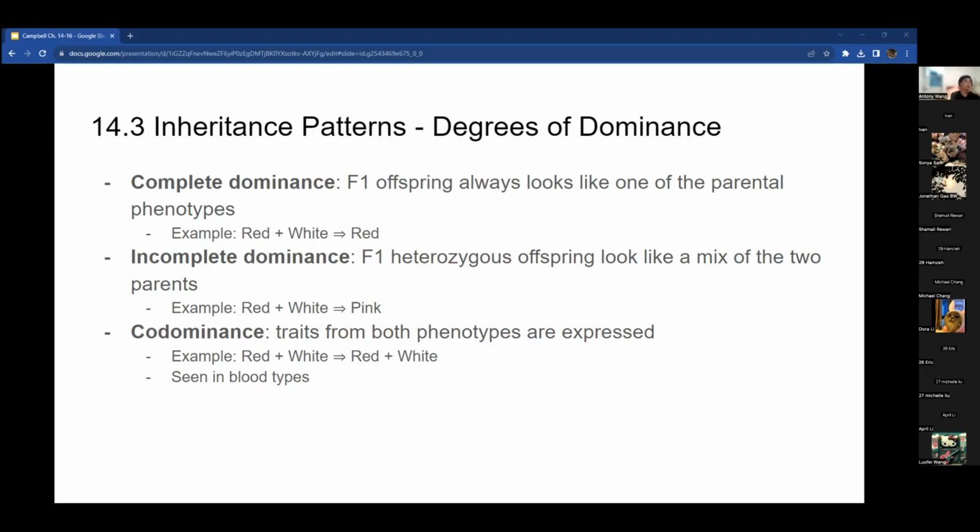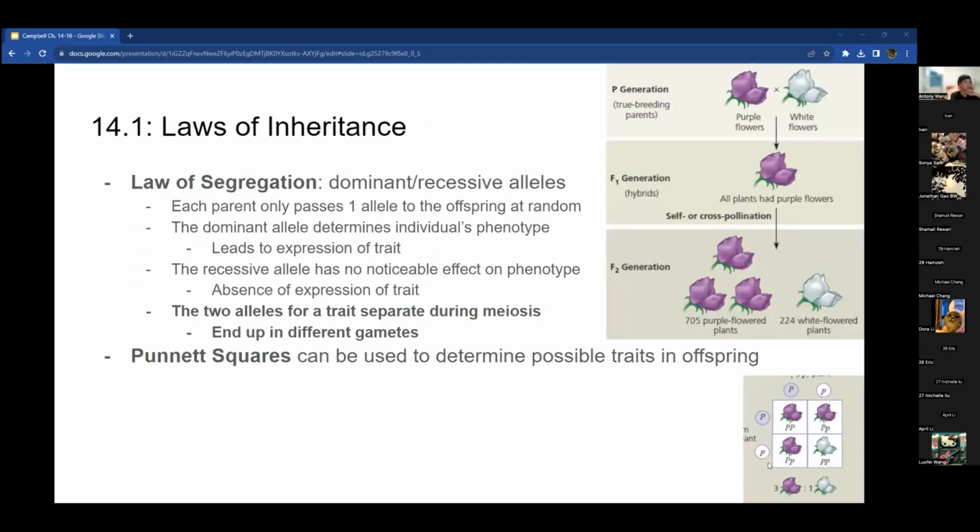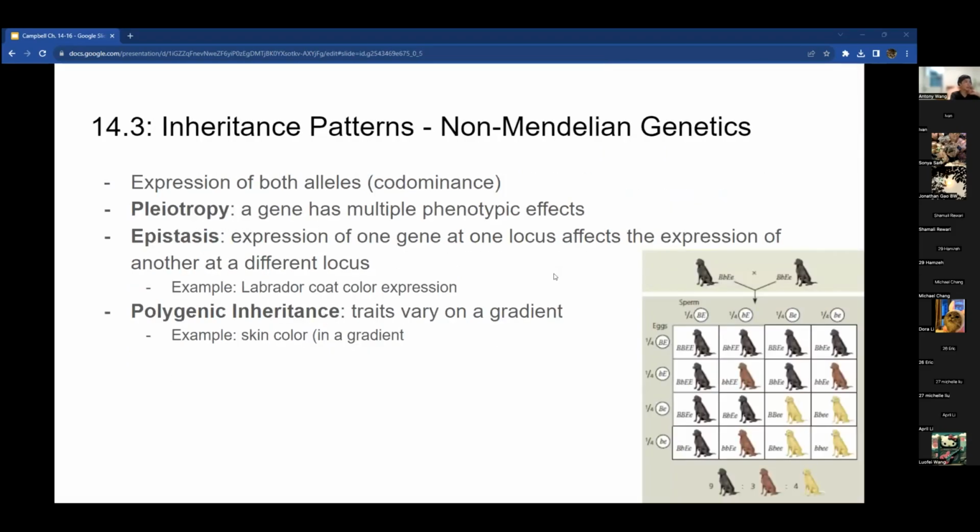Okay. Inheritance patterns, non-Mendelian genetics. So when we went over Mendelian genetics, it was generally with a Punnett square. It's very simple. Each parent contributes one gene per trait. In reality, that's really not the case. Like most things, the real world is actually a lot more complicated. So here are some examples of exceptions to Mendelian genetics.